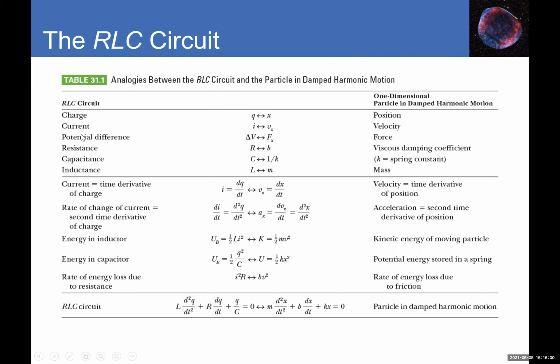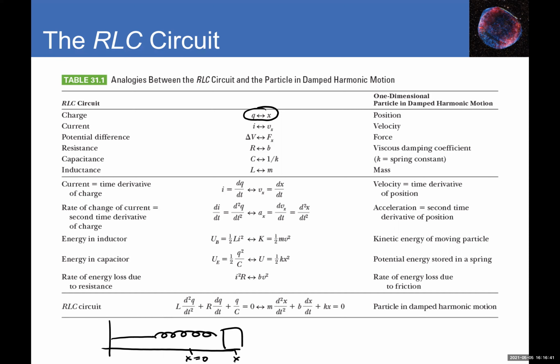We are ready to summarize everything here. You can write an analogy between the RLC circuit and the particle in damped harmonic motion. And if you don't remember how exactly the damped harmonic motion works, I recommend you review, because it's much easier to understand damped harmonic motion and then use that analogy to understand RLC circuits. So here, X is the position, remember. You have a spring with a mass attached to it. So you stretch this to some position X relative to its equilibrium, and then you let go.